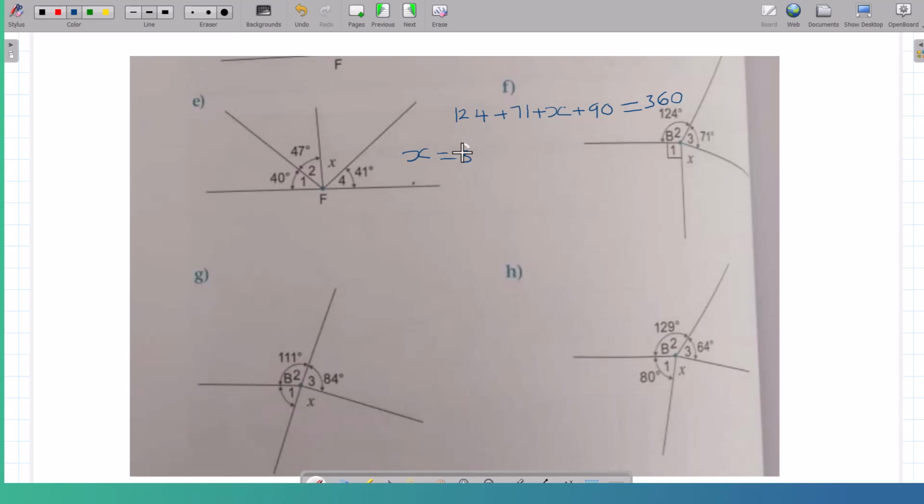So now our x equals 360 minus 124, then minus 71, then minus 90. I don't know which answer this is. Anybody with a calculator, help us, please. What do you get here?